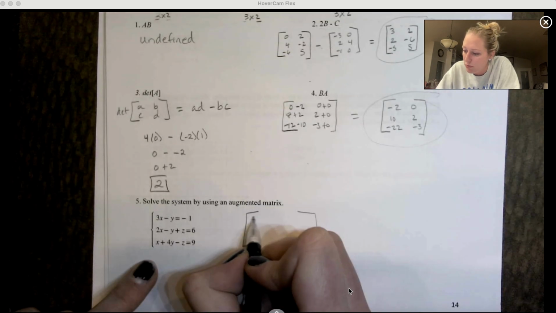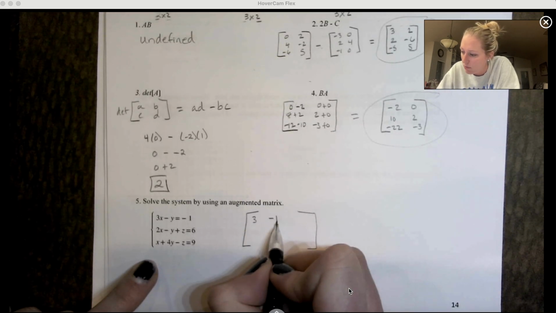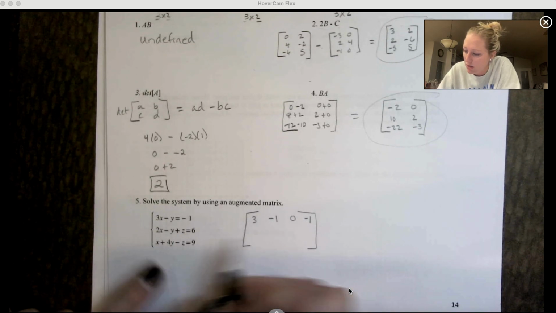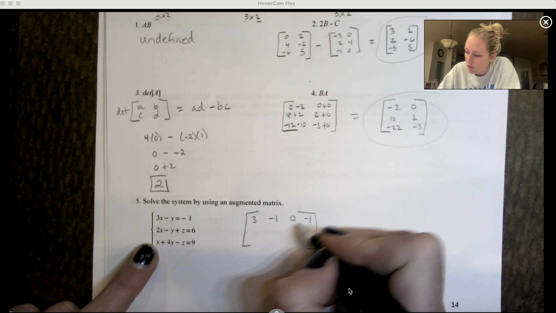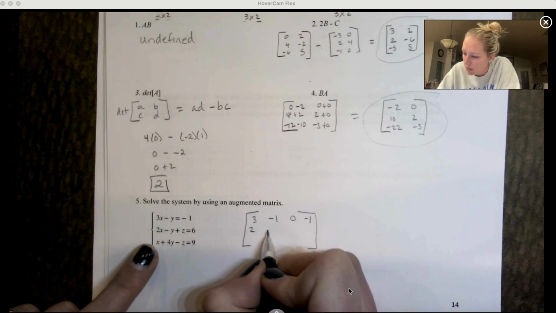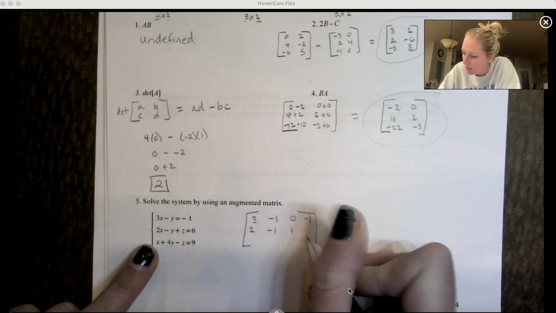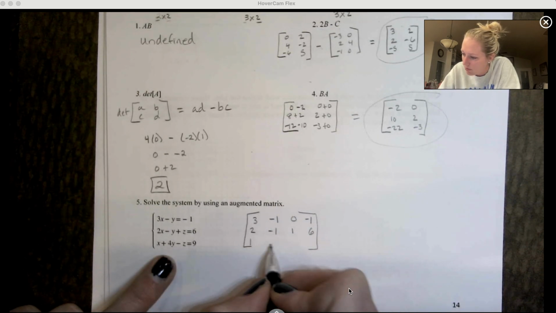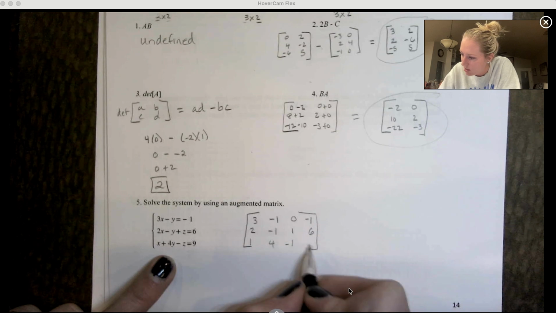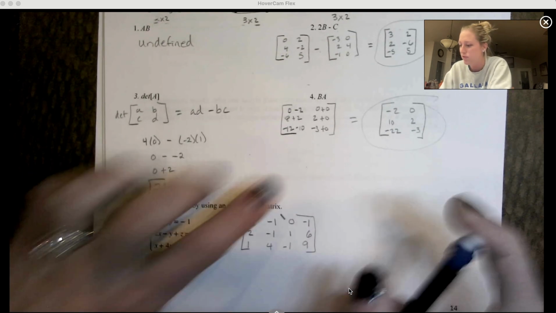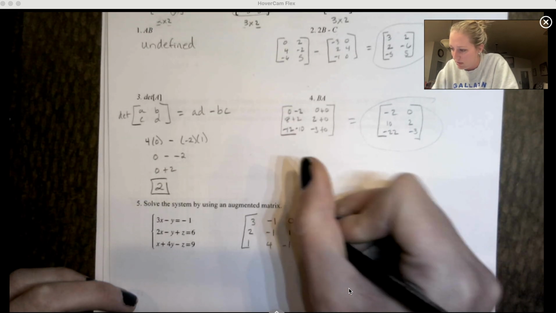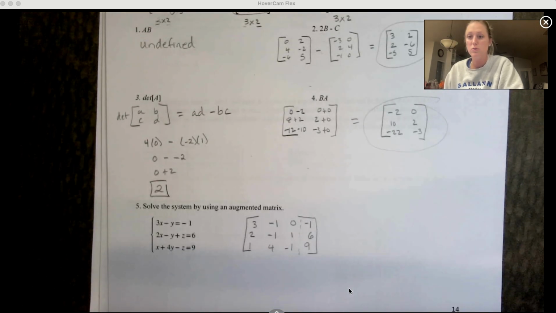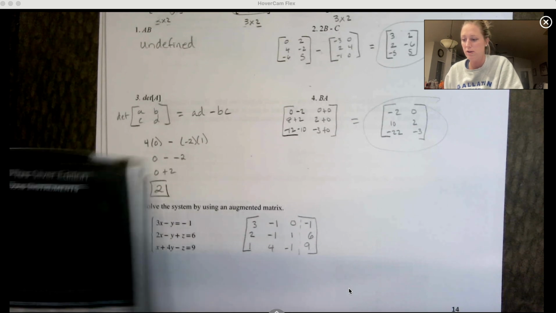So we've got 3 x's, negative 1y, no z's, and then it equals negative 1. Here I have 2x, negative 1y, 1z, and it equals 6. 1x, 4y, negative 1z equals 9. Sometimes you guys will have seen this in there as well. That's just kind of to show us where the equal sign is. Okay, so we're going to enter this matrix into a graphing calculator.